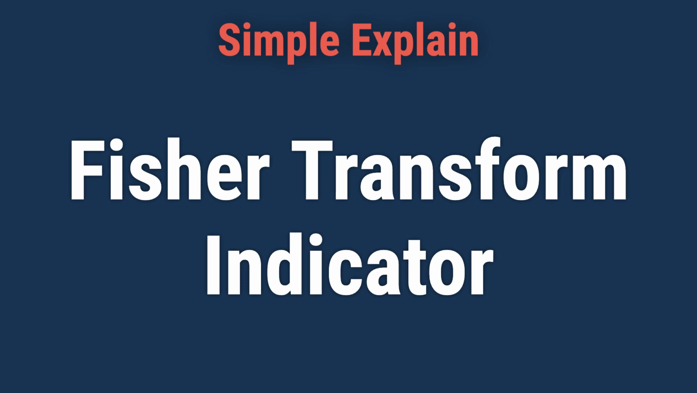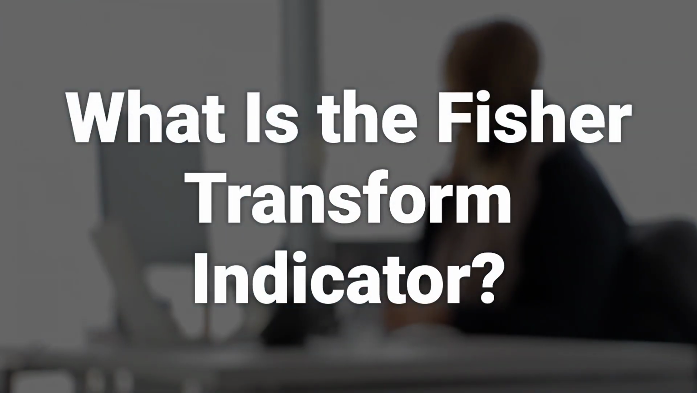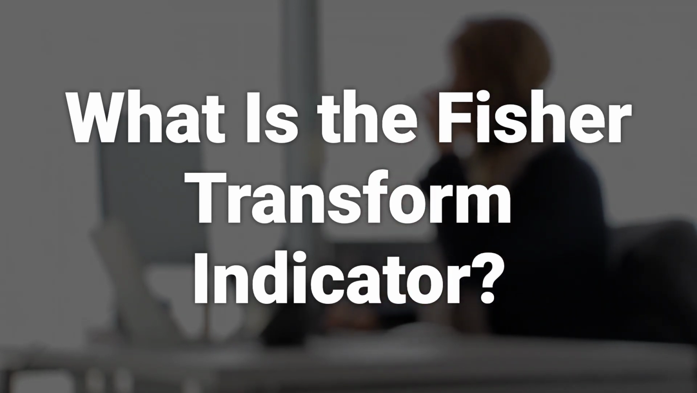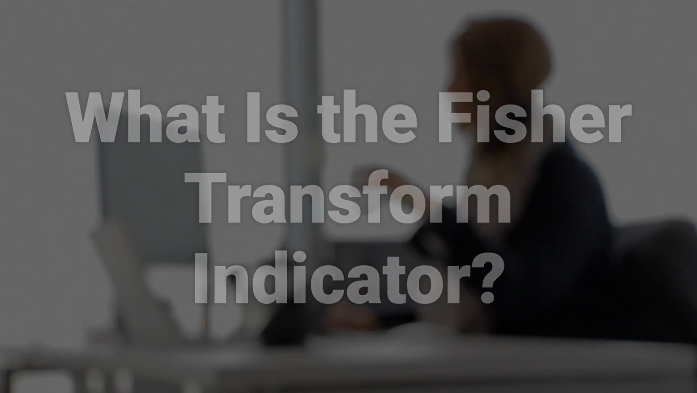Today, we will talk about Fisher transform indicator, definition and how to use it in trade. The Fisher transform is a technical indicator that converts prices into a Gaussian normal distribution. This helps in spotting turning points in the price of an asset and isolating the price waves within a trend.